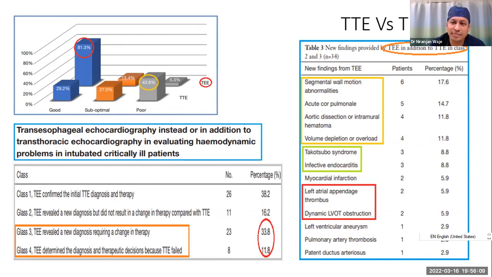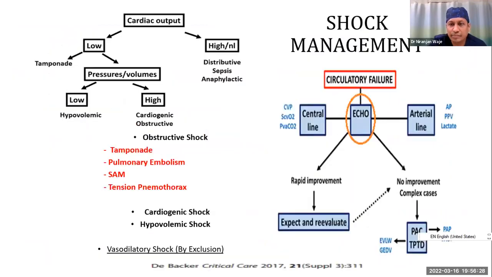One of the commonest causes that it could pick out is segmental wall motion abnormalities. So if the patient is in a hemodynamically unstable situation, with cardiogenic shock, it can pick out the RWMA, and we can act accordingly. The other things are cor pulmonale, aortic dissection, and the preload of the heart. It can also pick up dynamic LVOT obstruction and the LA appendage.